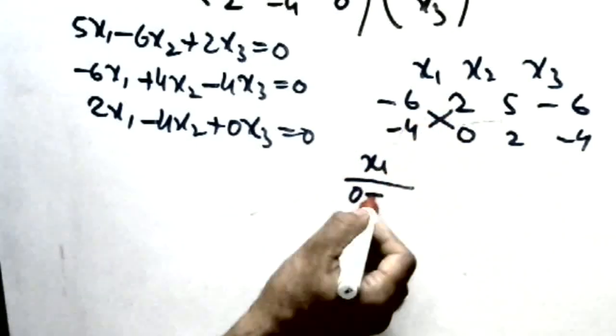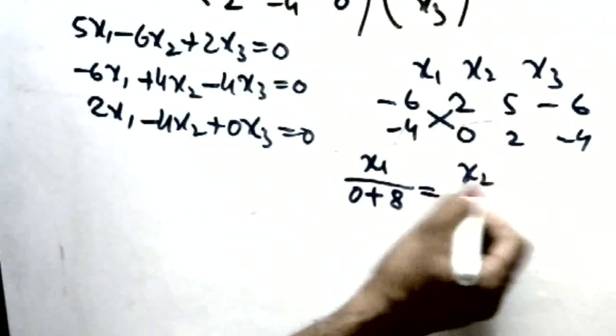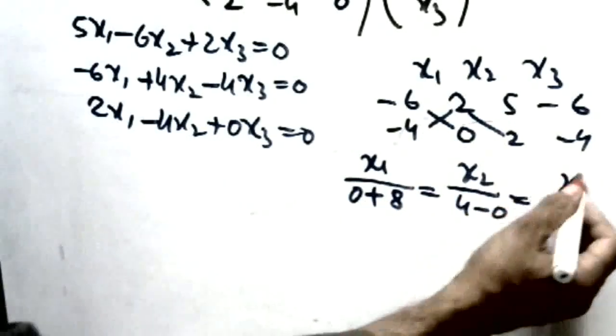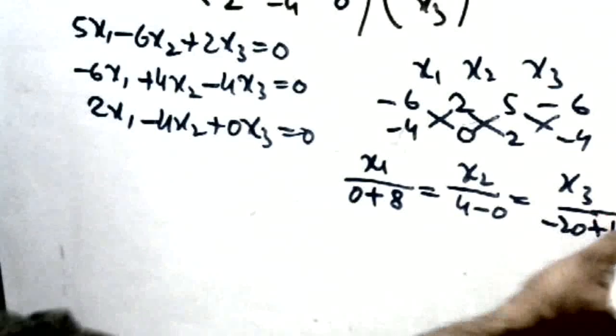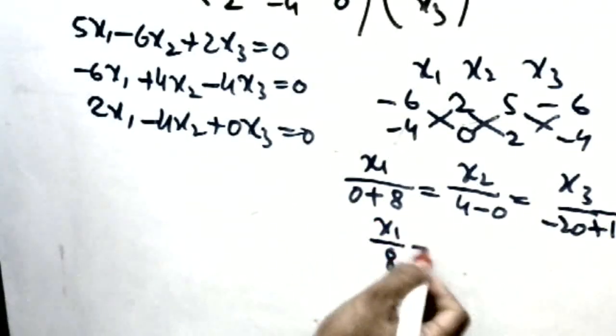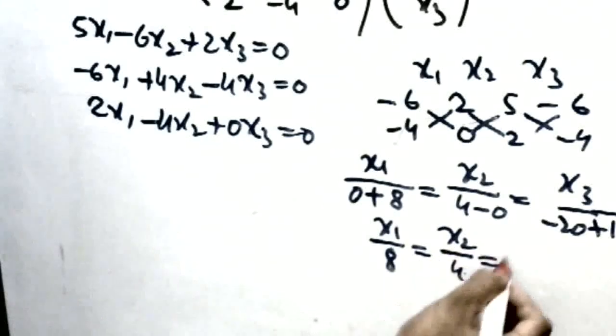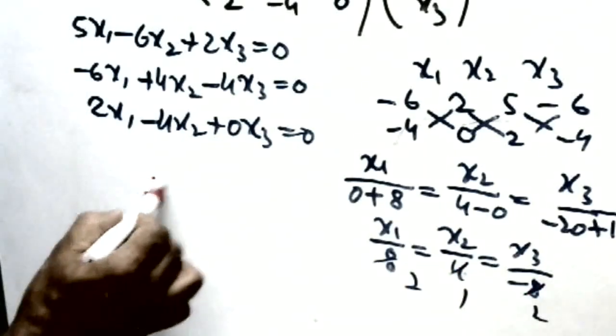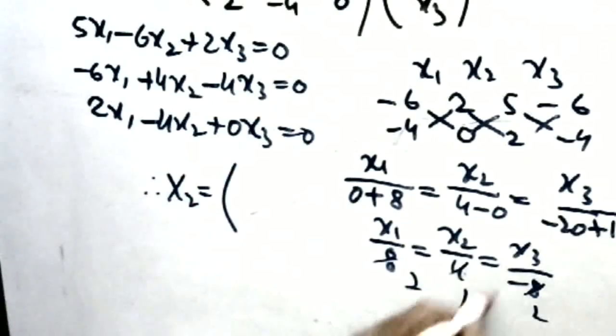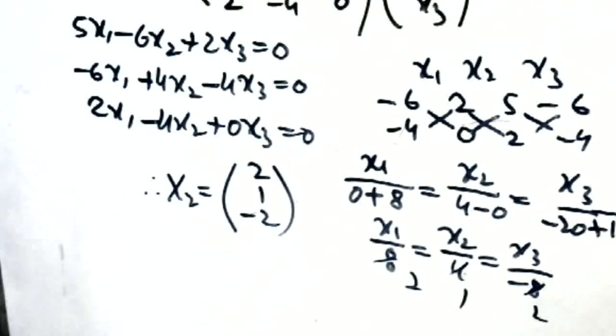Now x1 divided by 0 minus minus 8. Again minus, we will get plus. Equals to x2 by 2 into 4 minus 0, equals to x3 by minus 20 minus minus 16, which is minus plus 12. So you will get x1 by 8 equals to x2 by 4 equals to x3 by minus 8. Now we can cancel the 4s. These are the ratios. We can have many values. Let me take one value, so the second vector is 2, 1, minus 2. We got the second vector. One more we have to find.